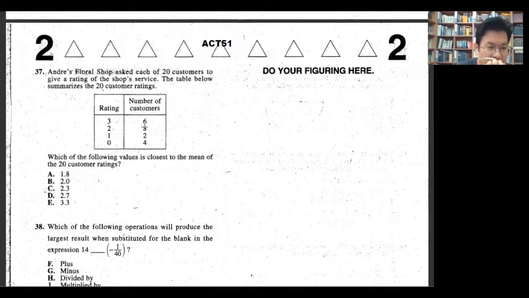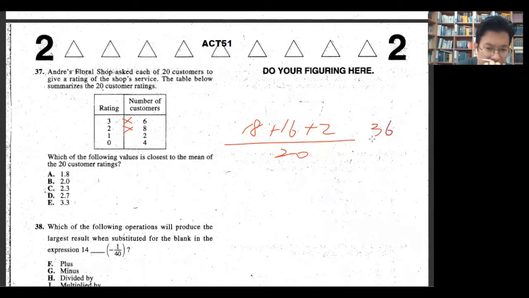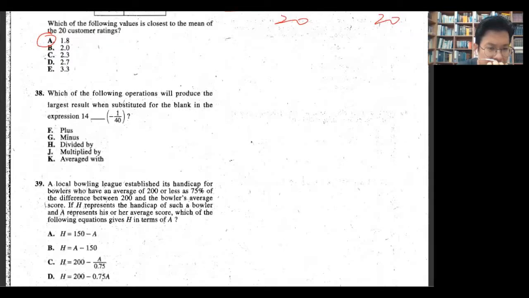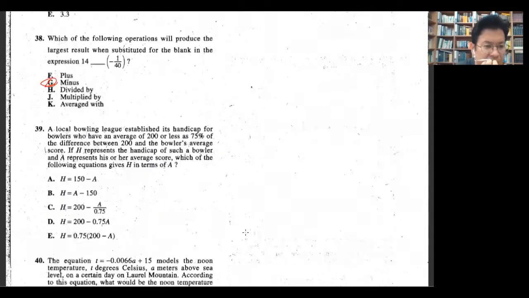Okay, you multiply all of them and then divide by 20. So this is 18 plus 16 plus 2 over 20. 36 divided by 20 is 1.8. 1.8 is A, okay. Just express it when you do one by one; if you add up, it's going to be graded.